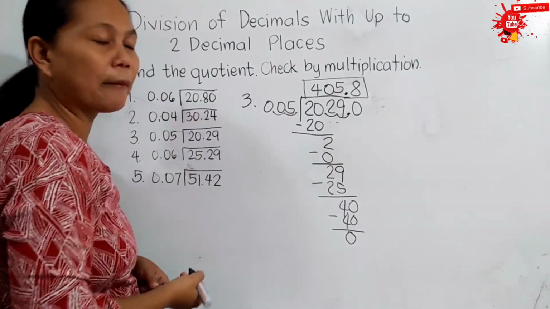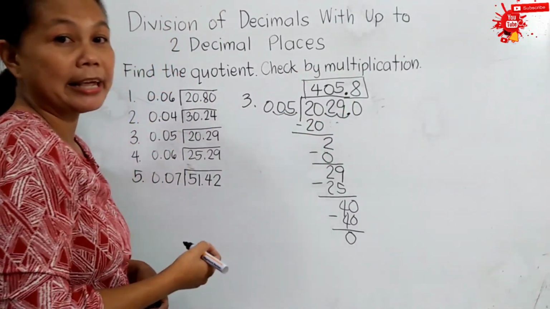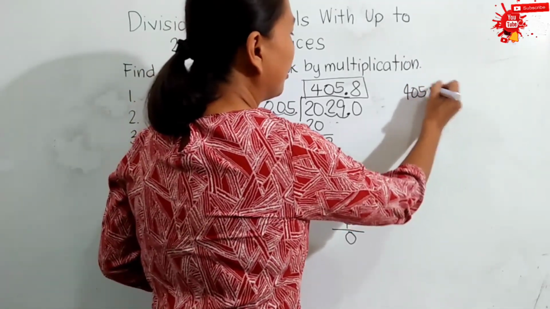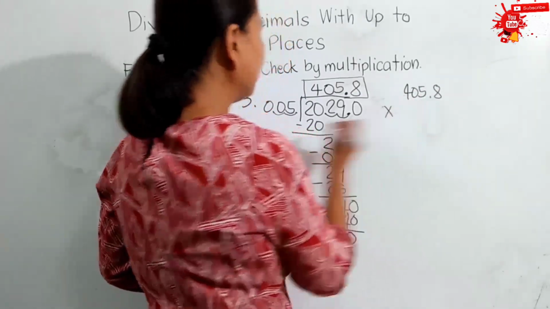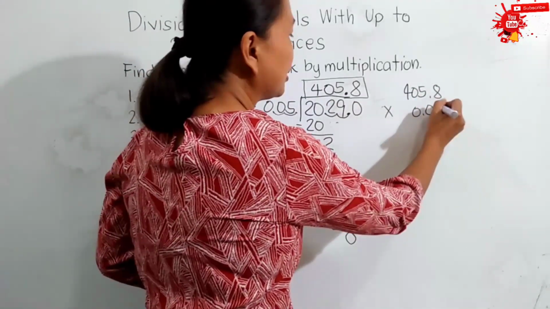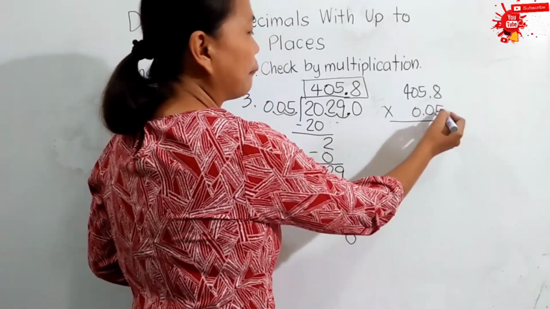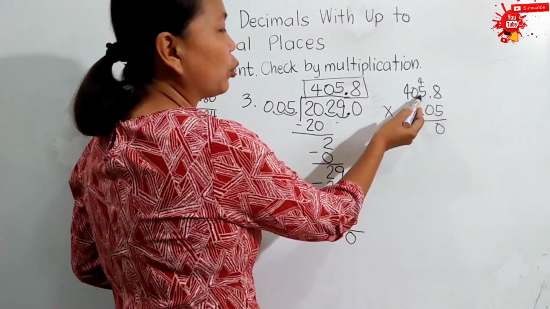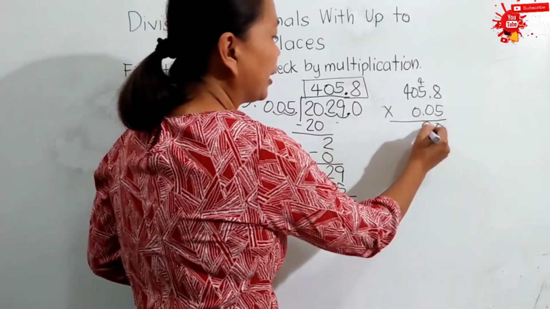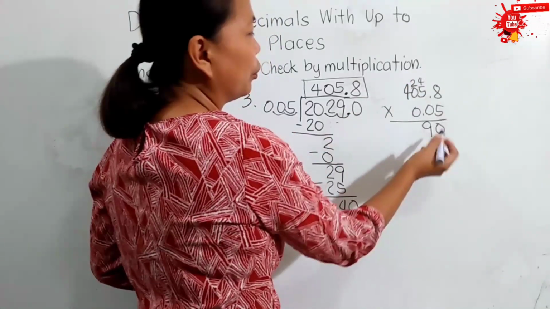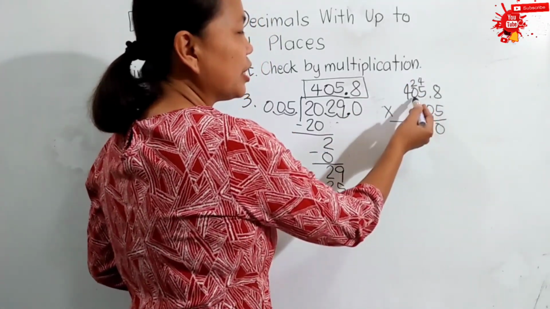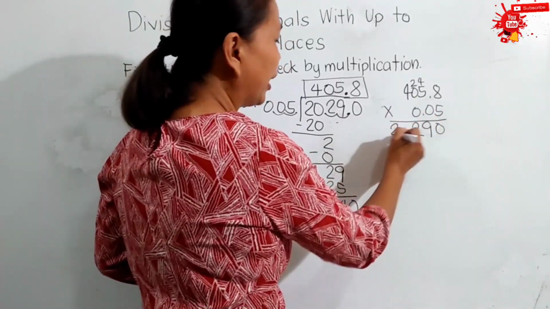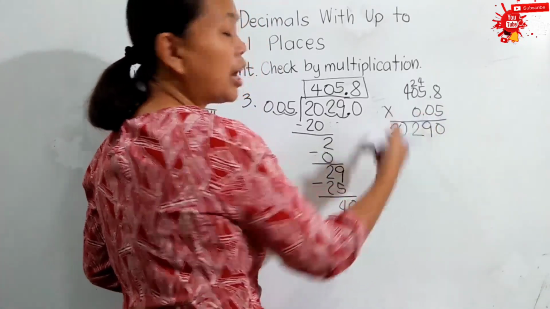So, i-check natin kung tama yan by means of multiplication. So, multiply natin 405.8 times 0.05. So, 5 times 8, 40, carry 4. And then 5 times 5, 25 plus 4, 29. Then carry 2. So 5 times 0 is 0 plus 2, 2. And then 5 times 4, 20. Stop na tayo kasi 0 na naman yung mga kasunod.